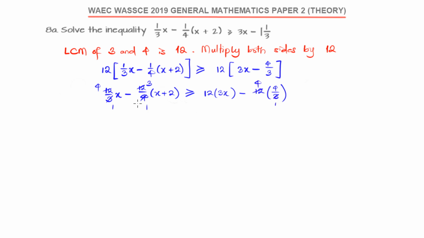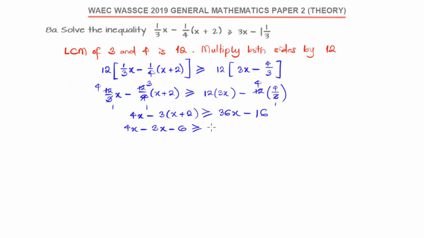So we have our inequality to be 4x minus 3(x + 2) is greater than or equal to 12 times 3x is 36x, 4 times 4 is 16. So with this, we can just open the bracket further. This will be 4x minus 3 times x is minus 3x.